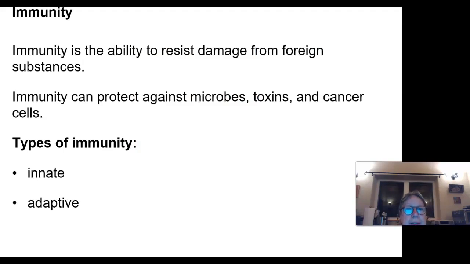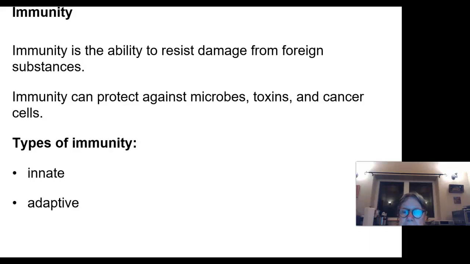Immunity is the ability to resist damage from foreign substances. Antibodies and antigens, you've heard of those quite often, especially with COVID-19. They can protect against microbes, toxins, and cancer cells. And that's where a lot of drugs are formed, especially to kill cancer. So a lot of drugs are made with immunity.